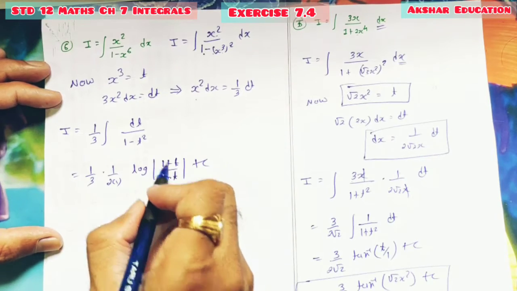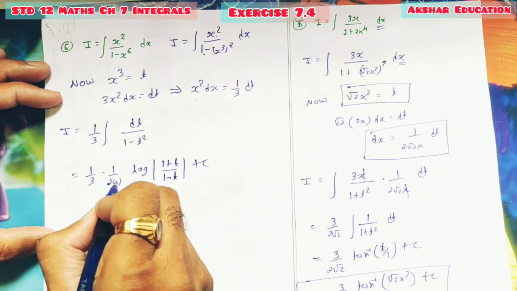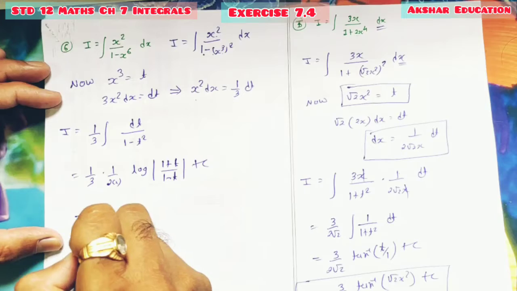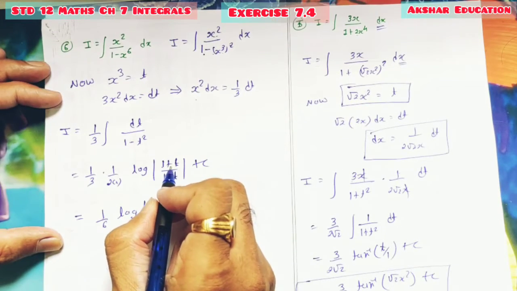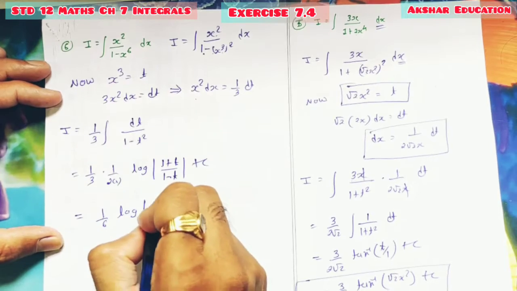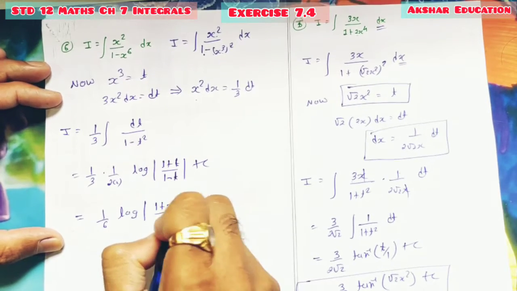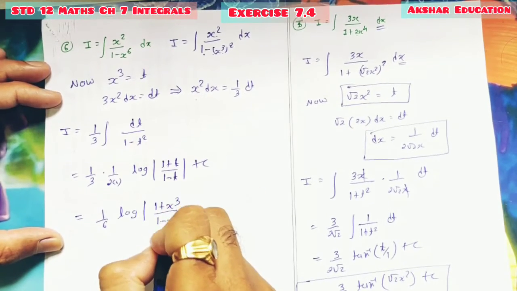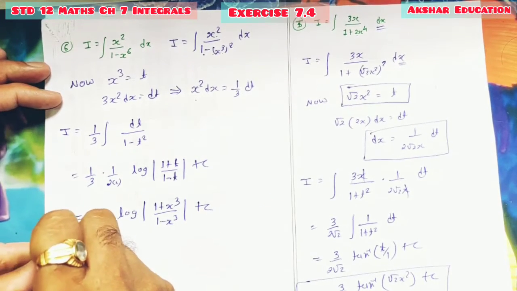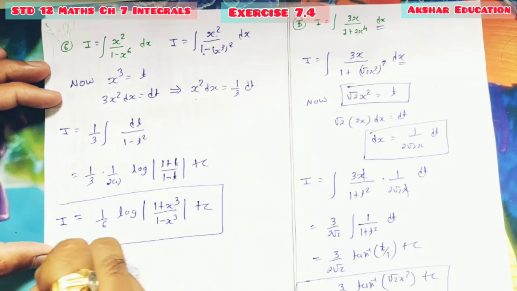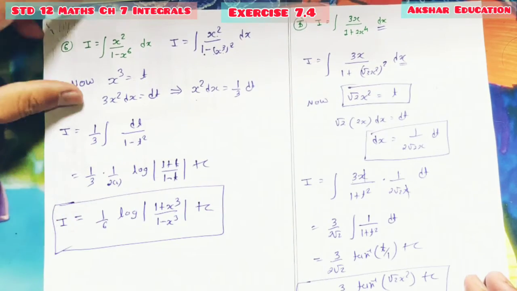Replace the value of t. T is our x cube, and this will be 2 ones are 2, into 3, so it's 1 by 6 log 1 plus t, t is x cube, 1 plus x cube, 1 minus t, 1 minus x cube plus c. So this is the required integration I for question number 6.